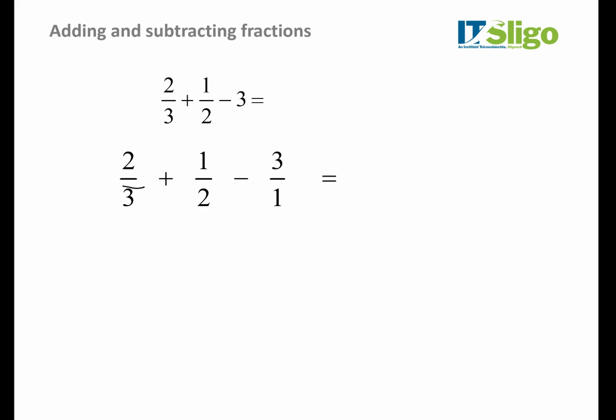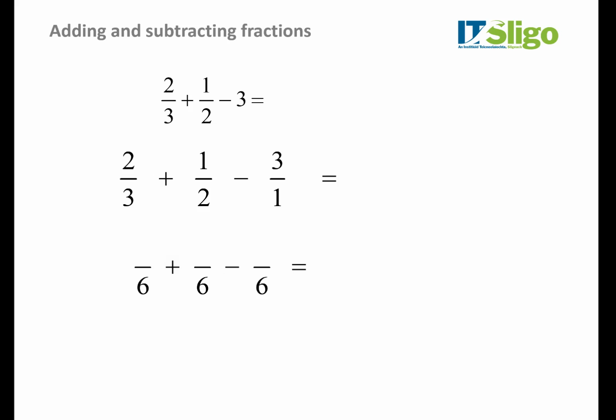And now I don't have the same denominators. I need a common denominator. The best value to choose is 6. 12 would work, 18 would work, but 6 is the best value. And notice I've preserved the signs. So that's my first step. Lay out the common denominators and keep my signs.